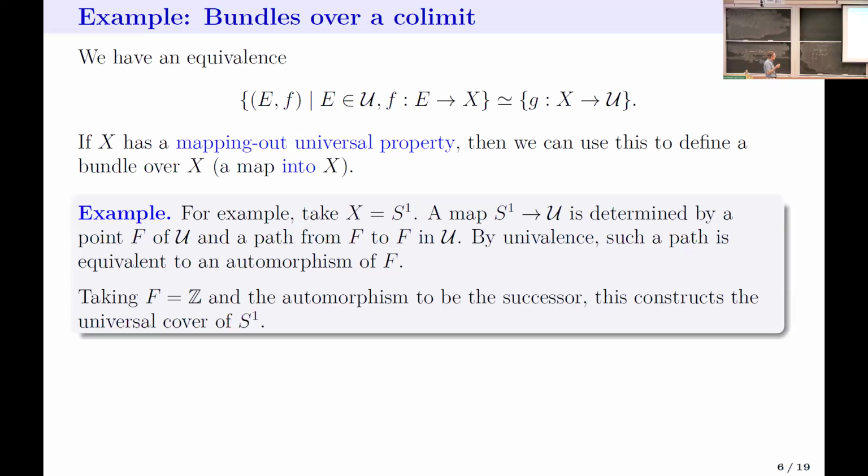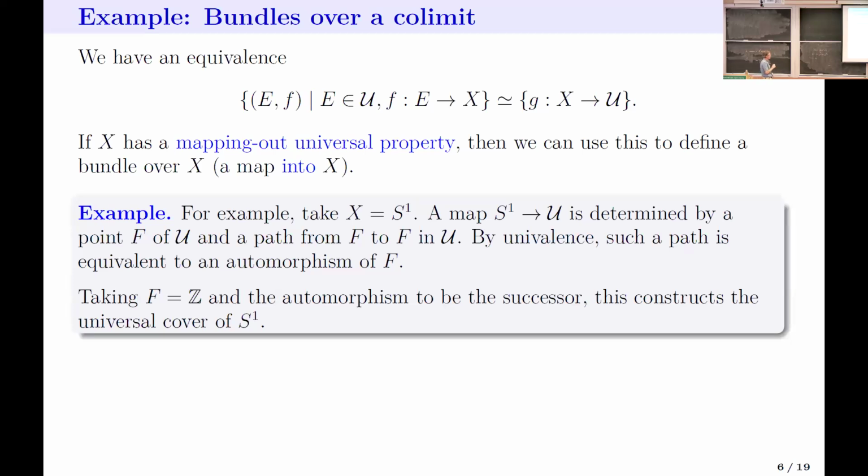Okay? But univalence tells me that a path in the universe from some point to itself is the same as a self-equivalence of that space. I think of that point as a space. So for example, I could choose F to be the integers. I could choose the self-equivalence to be the successor map. And if you do this, by going across this equivalence, it constructs a bundle, and the bundle will be the universal cover of the circle.